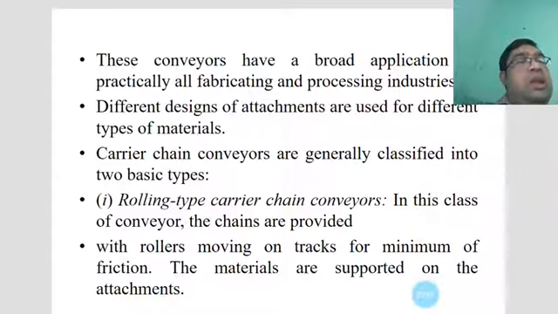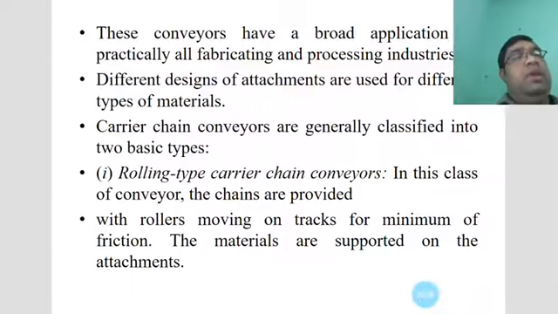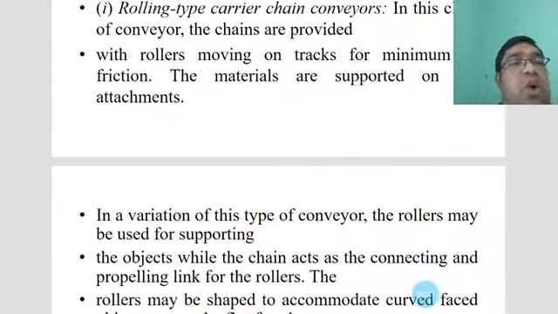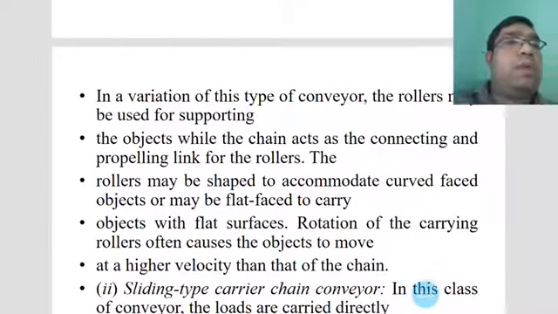One is the rolling type carriers and conveyors. In this class of conveyors, the chains are provided with rollers moving on tracks for minimum friction, and this reduces friction with the roller movements. And another thing, the materials are supported on the attachments, and in a variation of this type of conveyor, the roller may be used for supporting.